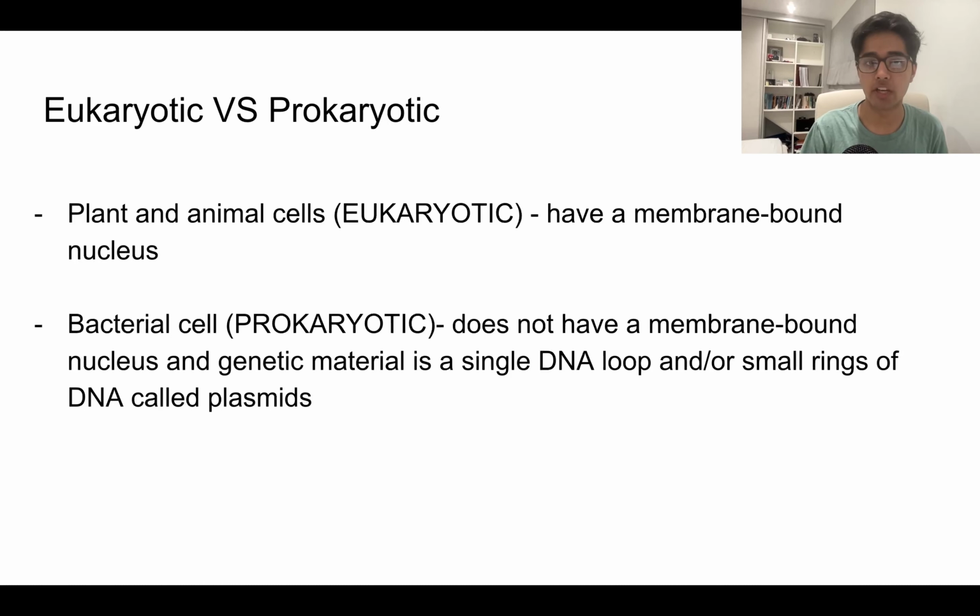Eukaryotic versus prokaryotic cells. Plant and animal cells, which are eukaryotic, have a membrane-bound nucleus. On the other hand, bacterial cells, prokaryotic cells, do not have a membrane-bound nucleus, and their genetic material is a single loop of DNA, or small rings of DNA called plasmids. This is a key difference which you need to memorize.